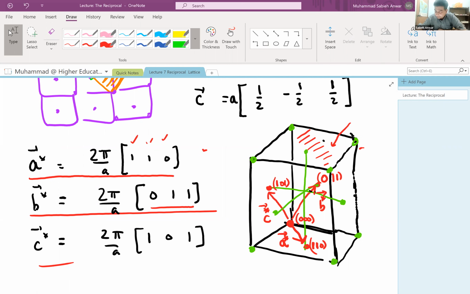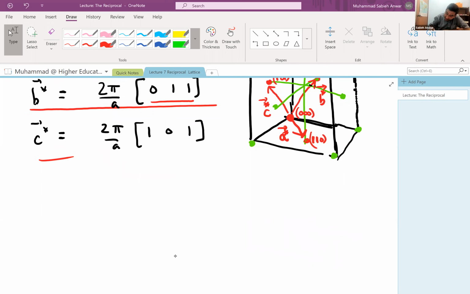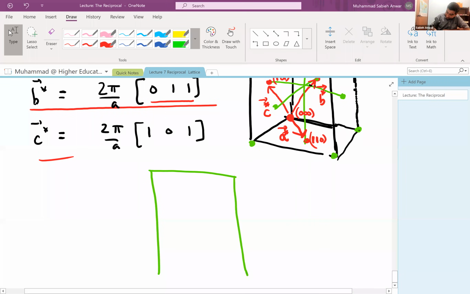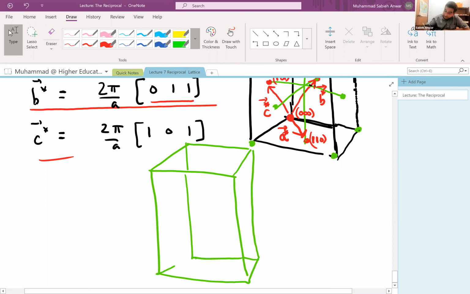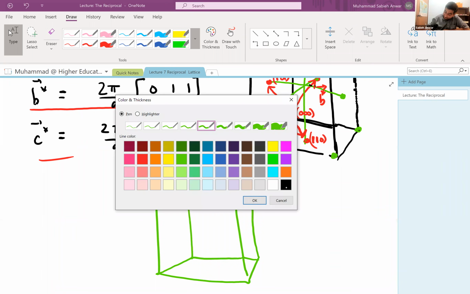And the points on the vertices and the centers of the faces of this reciprocal unit cell correspond to planes. Now let me draw this unit cell again. And I'll answer a question, probably Bilal or Heather asked this. So I'm now living in the reciprocal space, and I'm drawing a unit cell in the reciprocal space, and the unit cell in the reciprocal space is body centered. Oh, sorry, it is face centered.